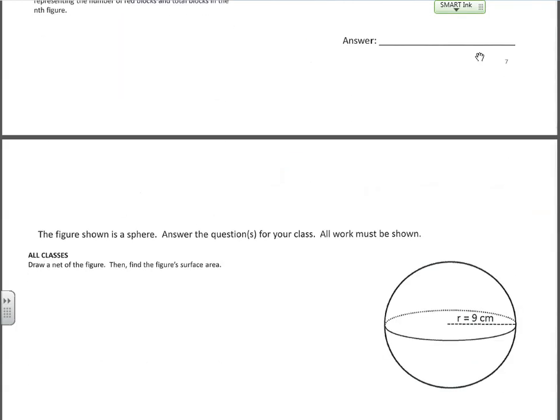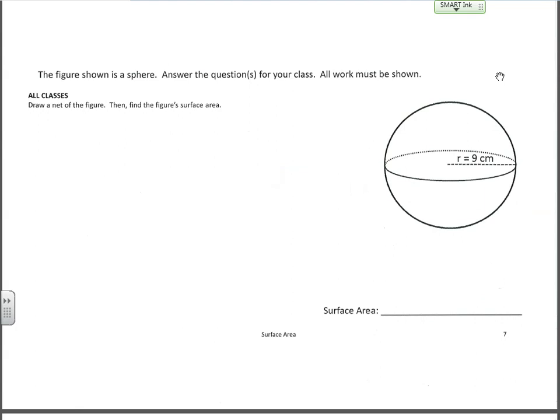Next up, surface area of a sphere, the last figure that we are going to talk about with surface area. The last new figure, we'll talk about it.